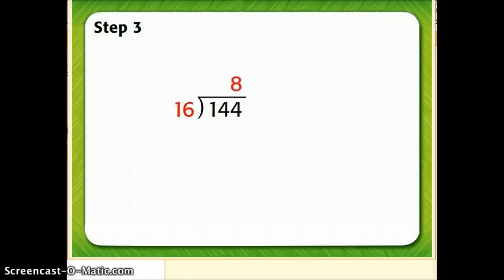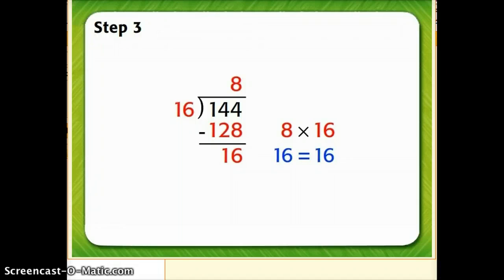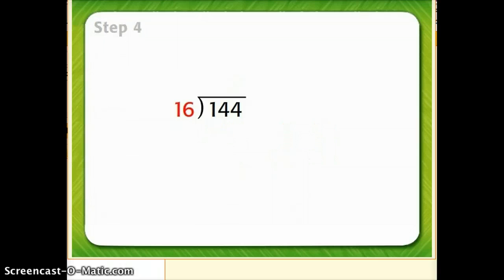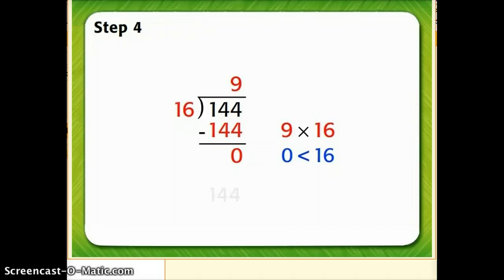We'll use 8 this time. If we divide 144 by 16 8 times, we have a remainder of 16. Since 16 equals 16, the estimated digit is still too low. Let's adjust again using the number 9 this time. 16 will go into 144 9 times with no remainder. So 144 divided by 16 equals 9.